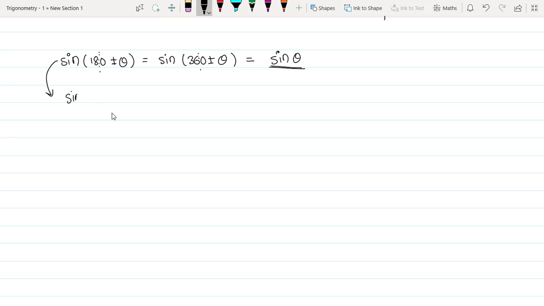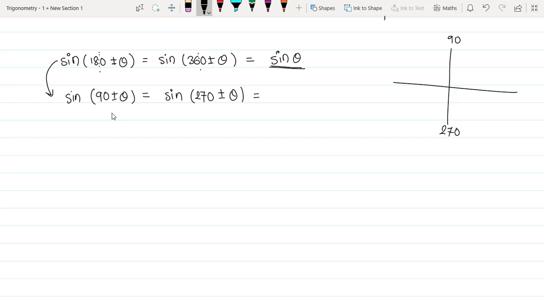So sine of 90 plus minus theta equals sine of 270 plus minus theta. See here, now you have the odd standard angles. Odd standard angles means what? I have the 90 and I have the 270, which are on the y axis. Look here, this 90 and this 270, these are on the y axis. So this is 180 and this is 360.